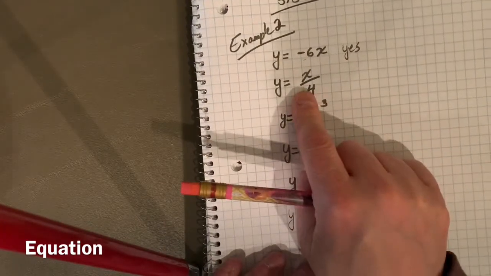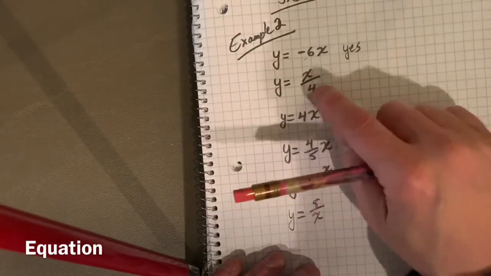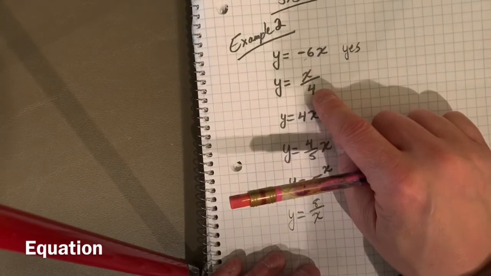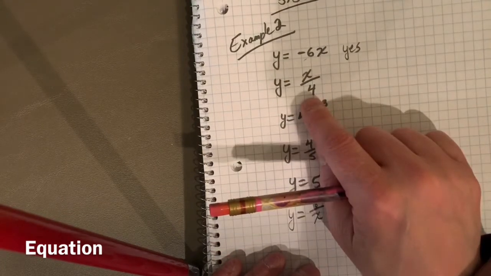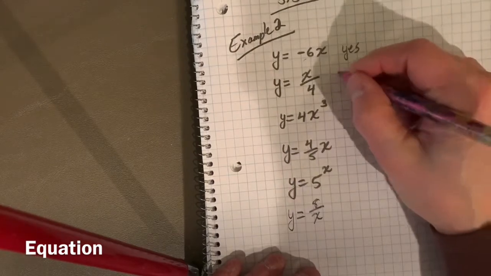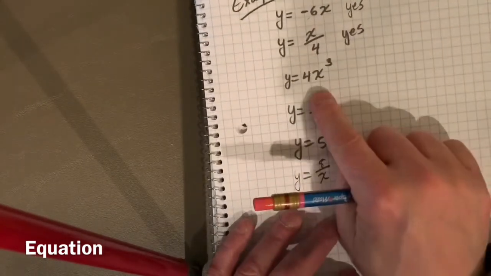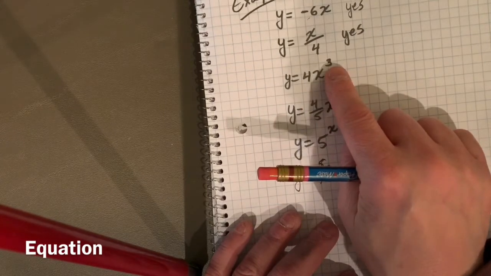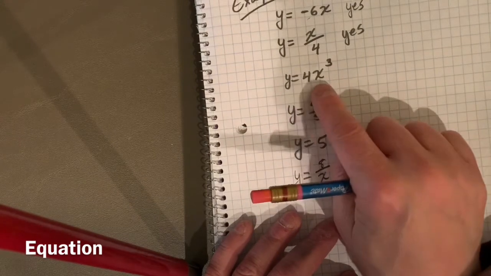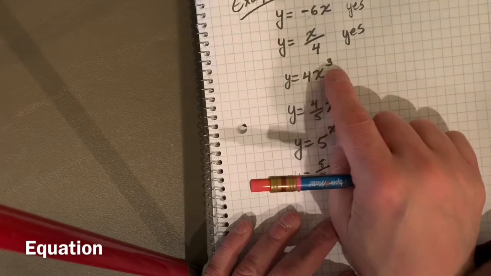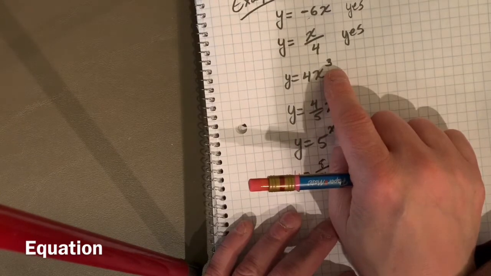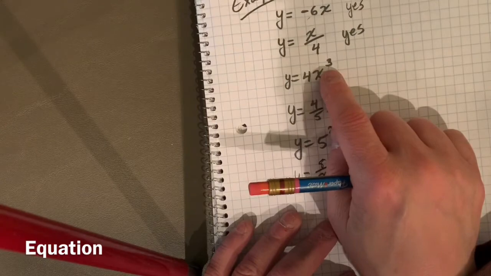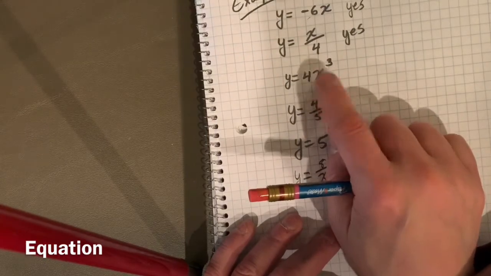This one too is a direct variation. Why? Because we're just dividing by 4, which means multiply by 1/4. But we can divide by a value to have a direct variation. So this is also a yes. This one here, if you notice, it's 4x to the 3. Do you remember what these are? These are called exponents. This is 4x cubed, or 4x to the 3rd power, to the power of 3. When we have things that have powers like this, any power greater than 1, or less than 1 for that matter, then it's not a direct variation. So this is a no.